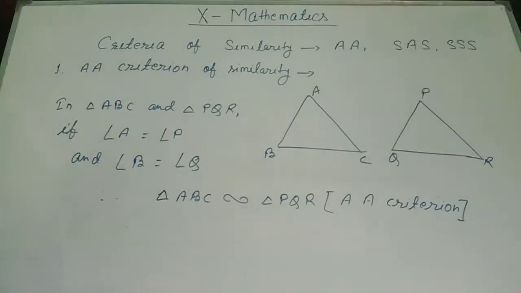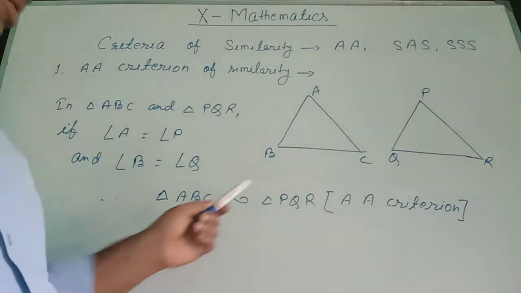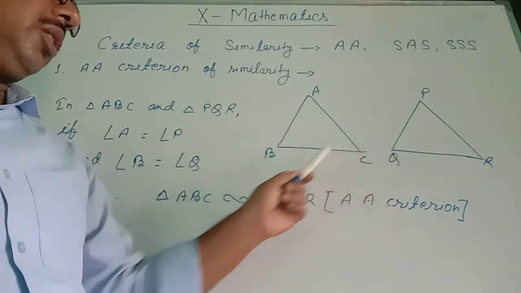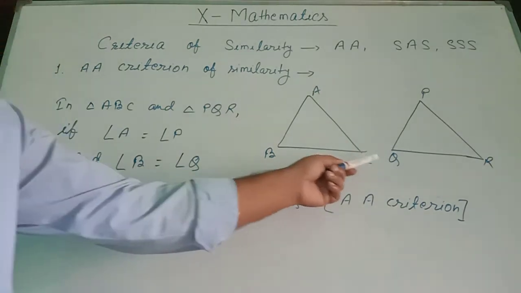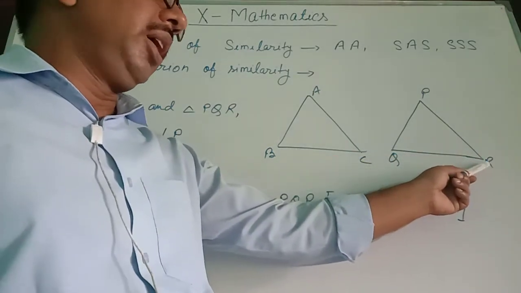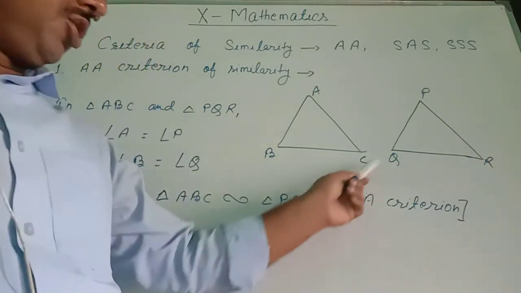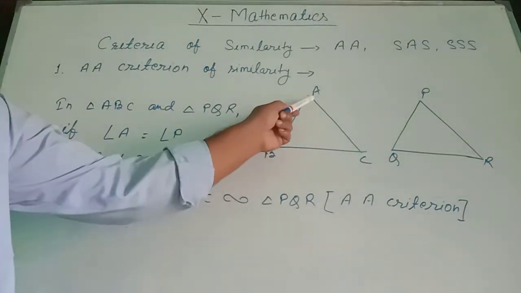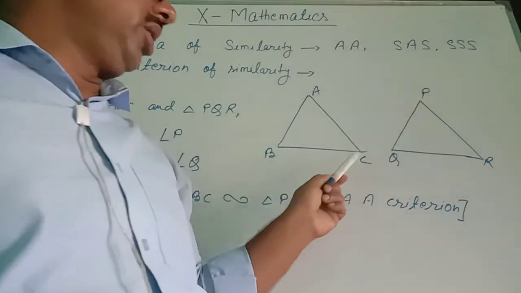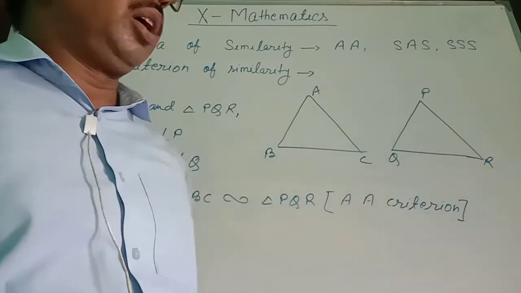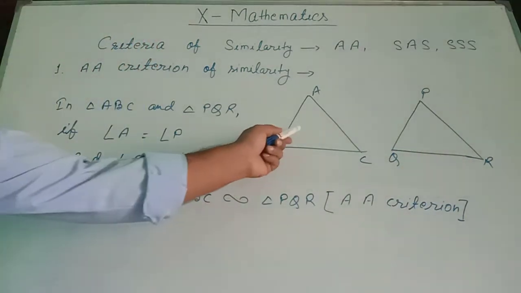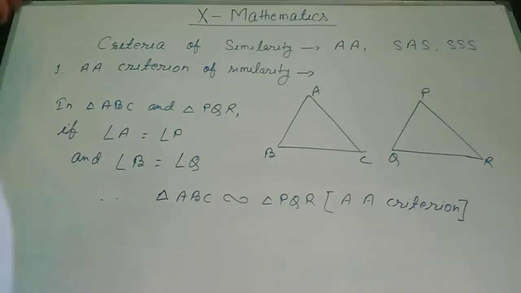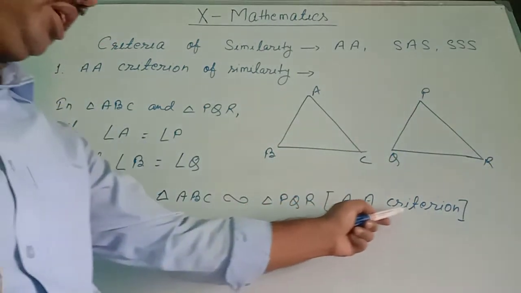Any two pairs of corresponding angles should be equal. If you take angle B equal to angle Q, then the second one can be angle C equal to angle R. If you take angle A equal to angle P, angle C equal to angle R, means any two pairs of corresponding angles should be equal, then those two triangles are similar by the rule of AA criterion of similarity.